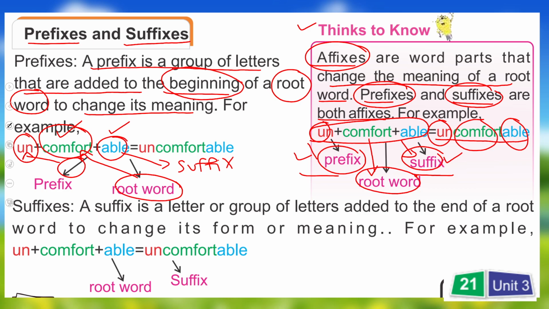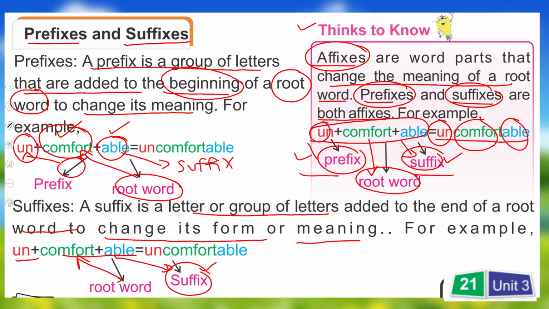Suffix is a letter or group of letters added to the end of a root word to change its form or meaning. For example, uncomfortable. Here, the root word is comfort and the suffix is able. So it becomes uncomfortable, with able being the suffix over here that is coming after the root word.